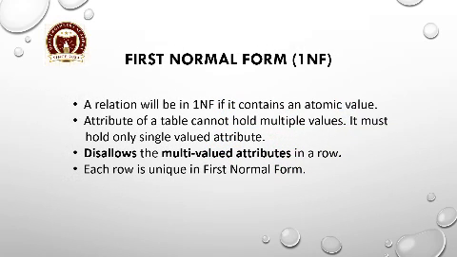Firstly, I want to explain first normal form. A relation is said to be in first normal form if it contains atomic values. Here, atomic values means the smallest unit of data which cannot be further subdivided. And attributes of a table in first normal form cannot hold multiple values. It must hold only single-valued attributes. The first normal form disallows multi-valued attributes in a row, which means any row in the table should not have multi-valued attributes. Each row must be unique in first normal form.